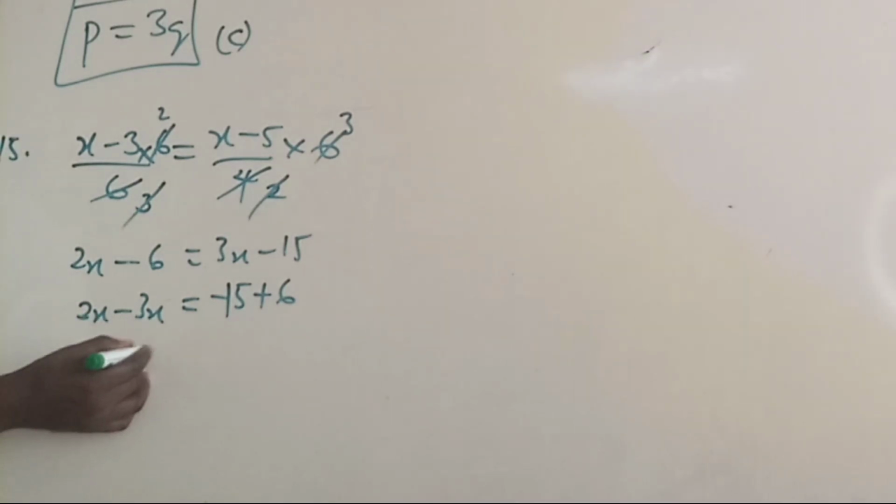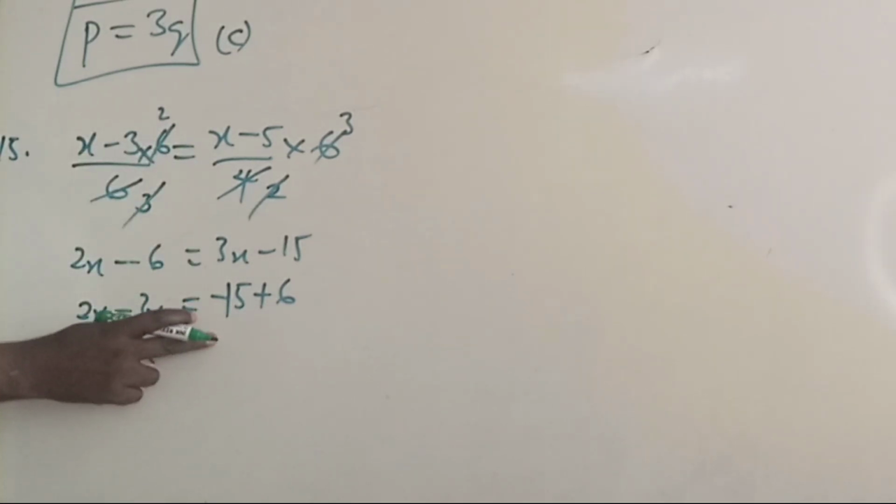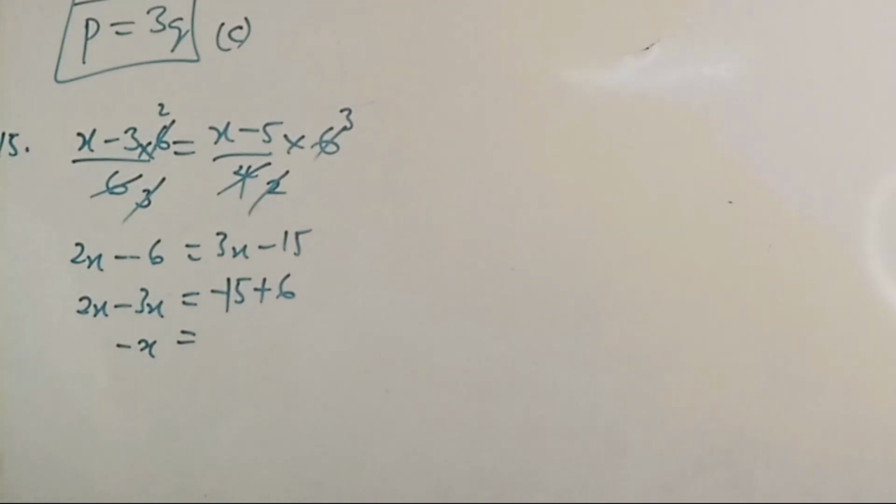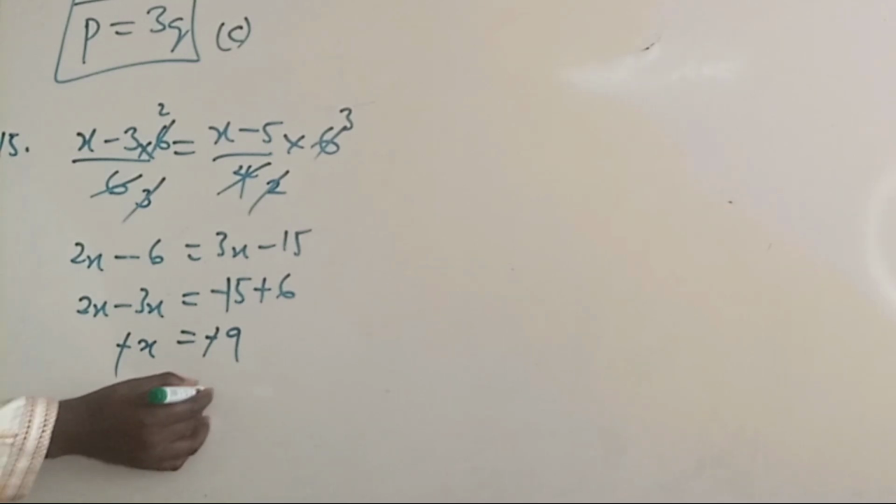So that gives minus x equals minus 15 plus 6. Minus 15 plus 6 is minus 9. So therefore, minus cancels minus. x equals 9.